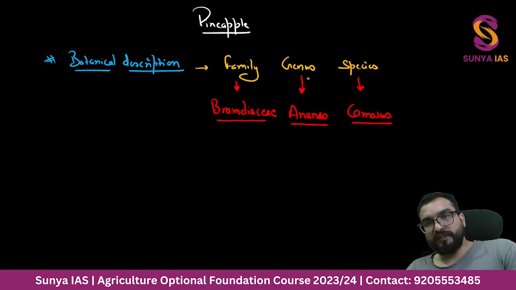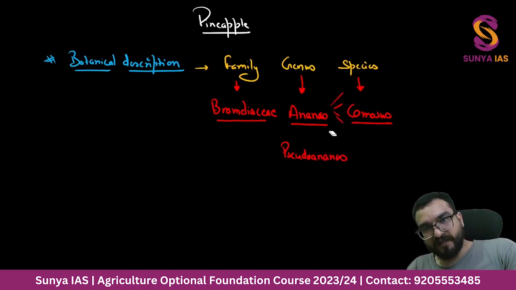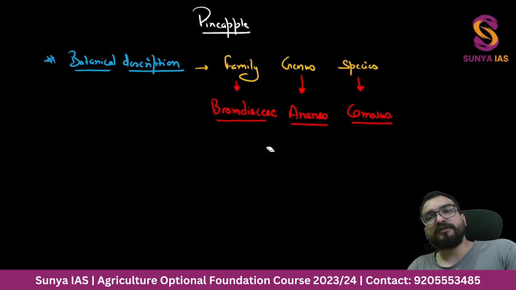First of all, fix this, guys. Now you should know the genus. How many genera do we have in this family? We have two types of genus. One is Ananas only, because this is our area of importance. Another one is Pseudoananas. In Ananas there are different species, but our area of concern is Comosus only. Similarly, Pseudoananas has some species, but we are not concerned about it.